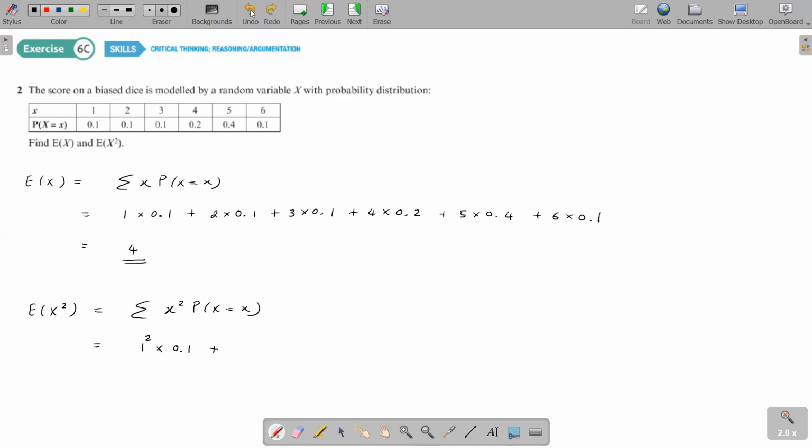Plus, go for the next one. The x value is 2. 2 squared times probability 0.1. Plus the next x value 3. 3 squared times probability 0.1. Plus 4 squared times probability 0.2. Plus 5 squared times probability 0.4. Plus 6 squared times probability 0.1. Are you with me? Okay, so how much is the answer? It's a matter of typing everything in the calculator. 18.2. So that is the E(X squared) value.